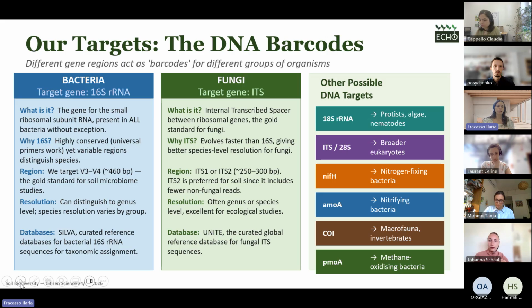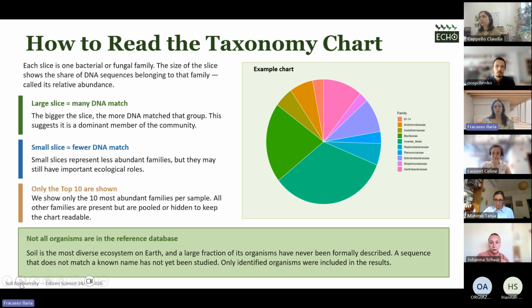We selected the 16S rRNA for bacteria and the ITS for fungi. But the number of barcodes is huge, and there are many different barcodes that can be used to study many different organisms. For example, the CO1 for macrofauna or the 18S rRNA for protists and algae. By studying these barcodes, we were able to produce a list of the organisms that are present in your samples. And the first chart that you can find on the eco report is the taxonomic chart.